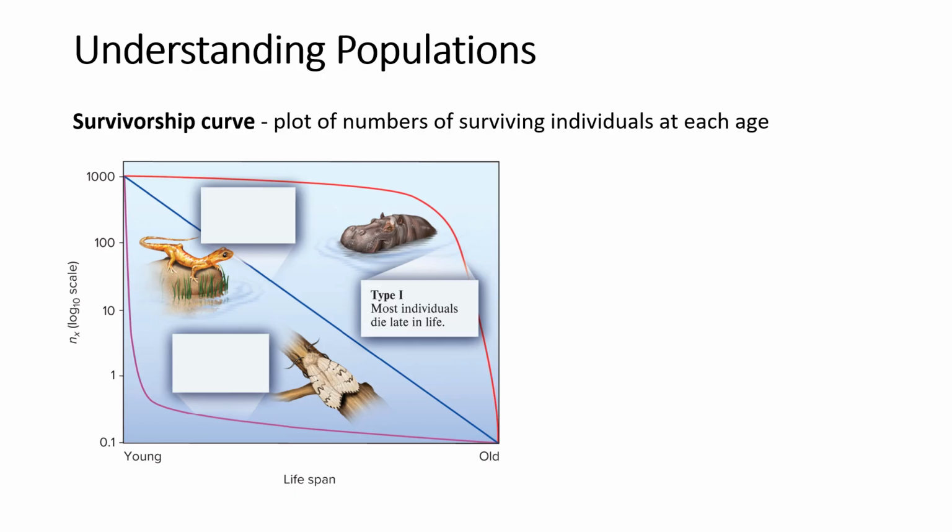So in a type 1 survivorship curve, most of the individuals die very late in life. This is typical of large mammals like hippos. They have a lot of parental care, so their survivorship when they're young is very high, and they tend not to die till late in life. Humans would also be an example of a type 1 survivorship.